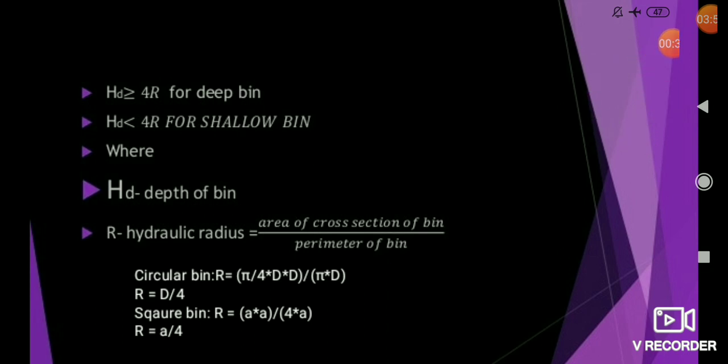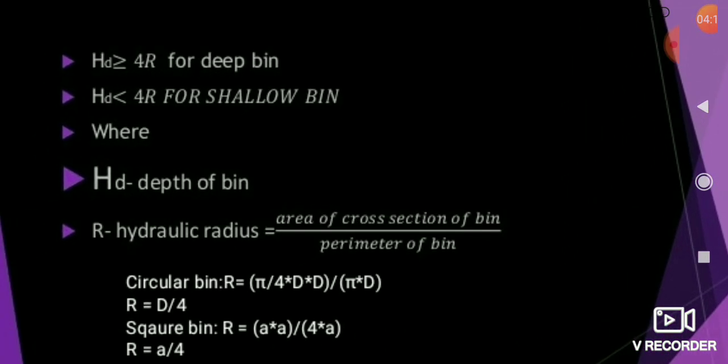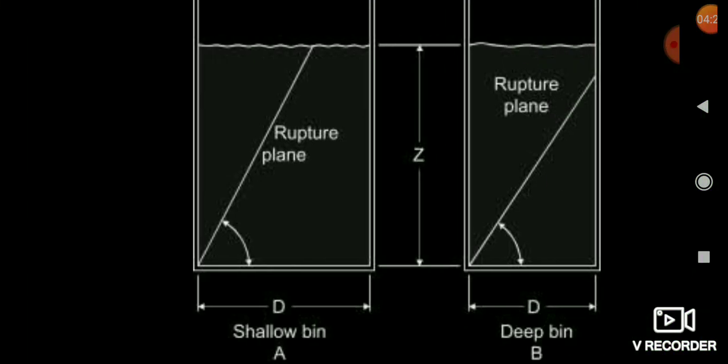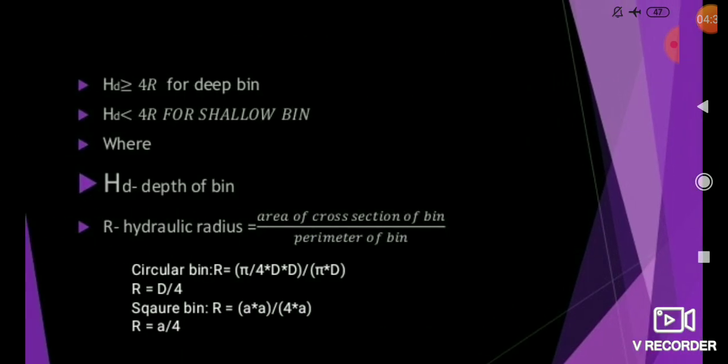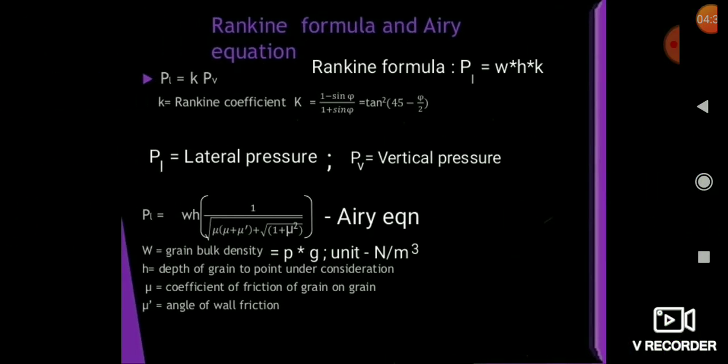So friends, you have to remember both of these things. Whenever the height of bean, the depth of bean, is greater than or equal to 4R, meaning 4 into the hydraulic radius of bean, friends, here you take care that it is greater than or equal to. Even if it is equal, it will be a deep bean, meaning either greater or equal, then it is going to be a deep bean. And when it is smaller than 4R, then it will be a shallow bean. You have to keep both of these figures in mind, and these are simple equations that you have to remember.